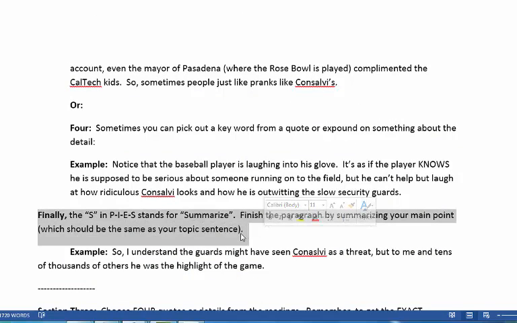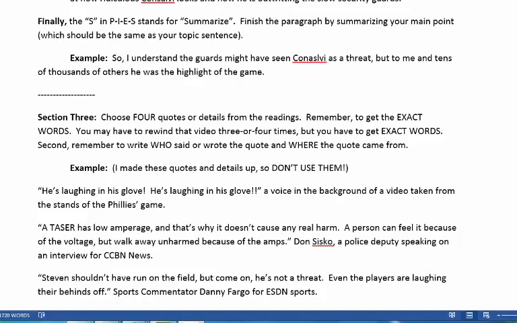And then finally, in the last sentence of the paragraph, summarize it. Repeat your main point. More about this later. I'll show you an actual example of a PIES paragraph, and I think that'll make it clearer. Okay, section 3 of the PIES paragraph.